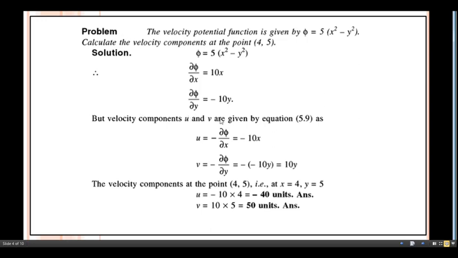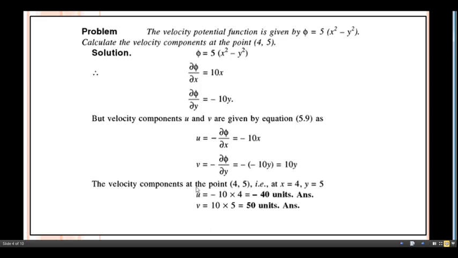The components u and v are given by these equations. We know u equals minus ∂φ/∂x. This term we already got as 10x. So substitute here minus 10x, because this term actually carries a minus sign. So minus 10x we get here. Then what about the next one? v equals minus ∂φ/∂y. So minus into minus, the minus sign for this term is already available with us. So pick up this one as it is and write here minus 10y. So minus minus becomes plus.